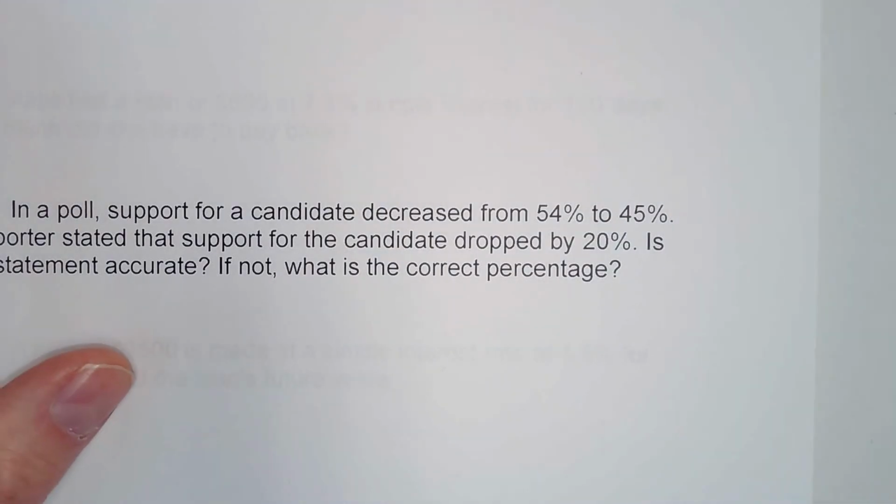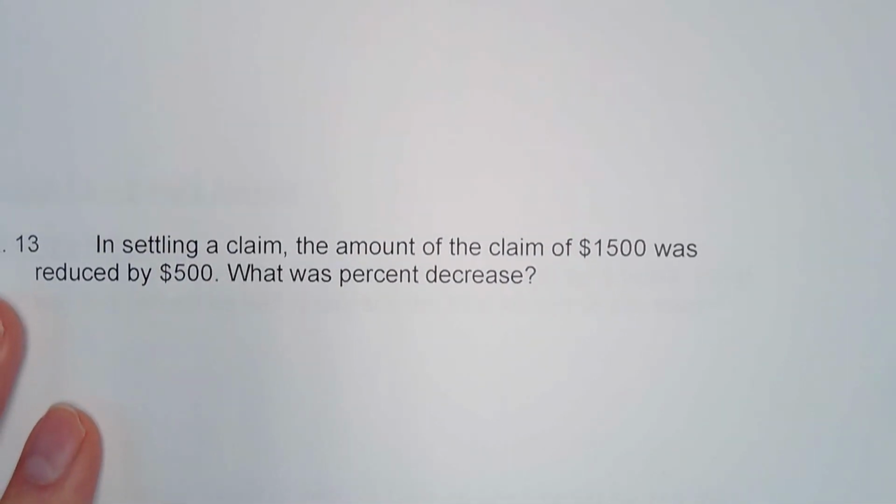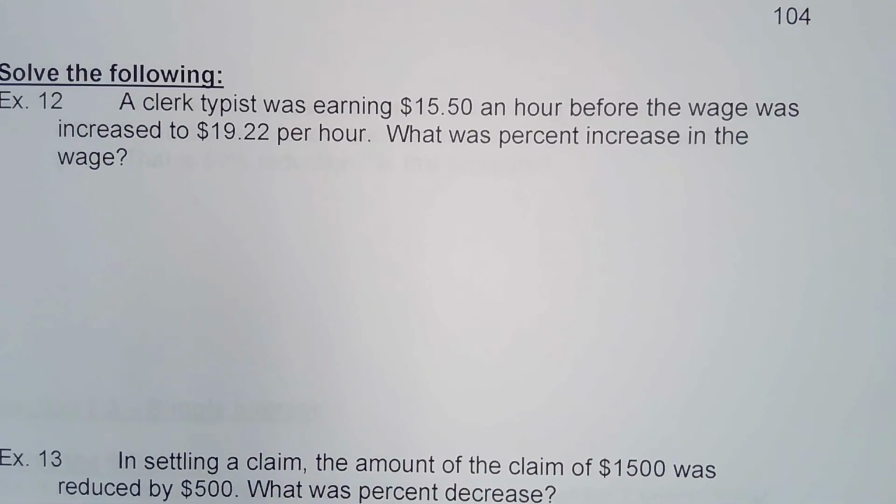Let's try number 12. A clerk typist was earning $15.50 an hour before the wage was increased to $19.22 per hour. What was the percent increase in the wage?